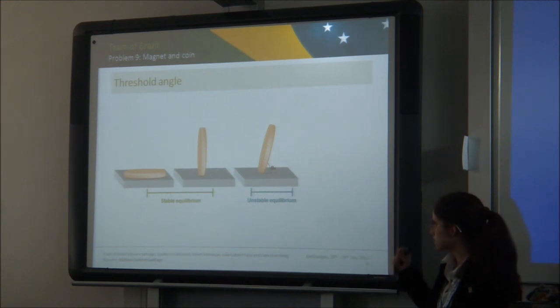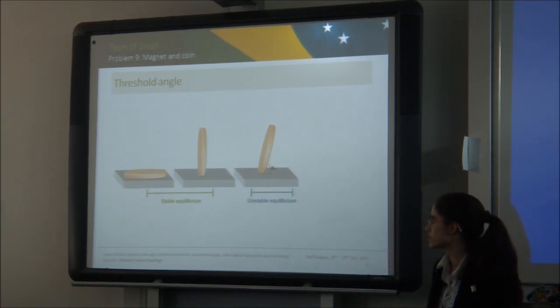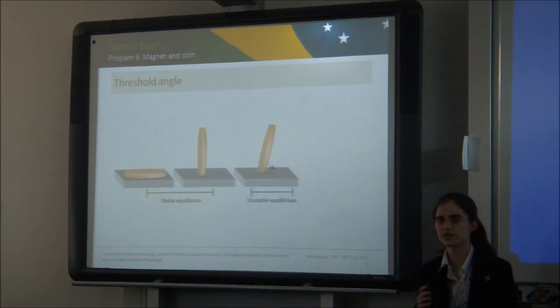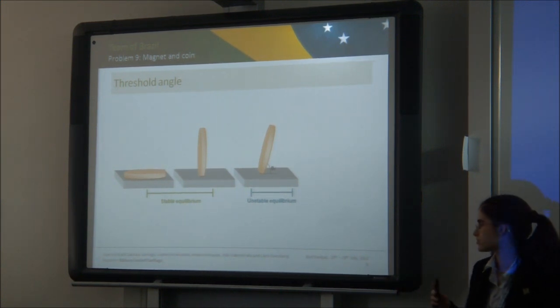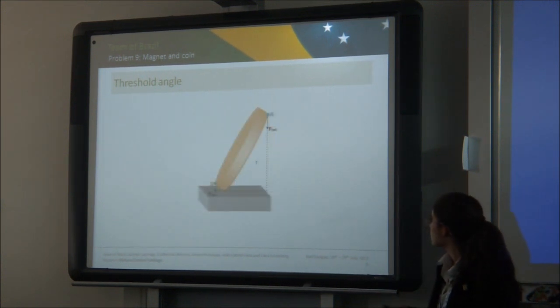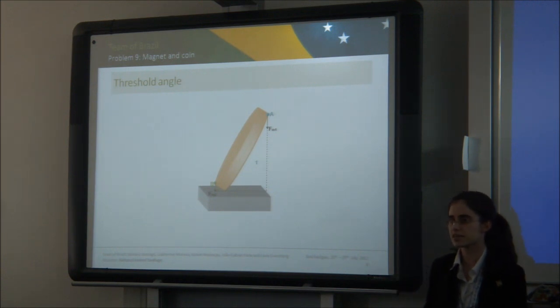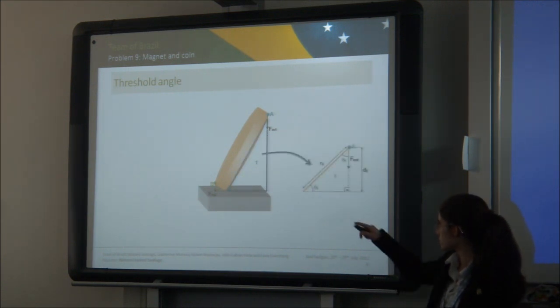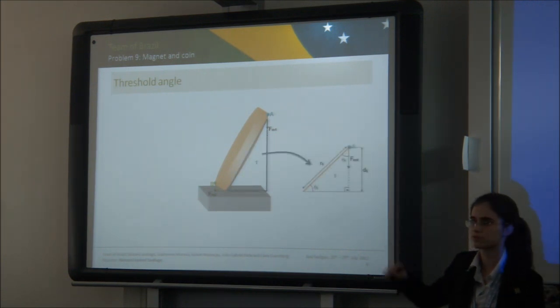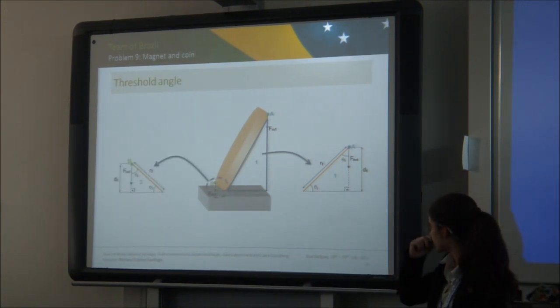So we have two conditions for the stable equilibrium and one condition for the unstable equilibrium of the coin, in which the threshold angle for the coin to fall or revert to its vertical position is defined. Then we have the configuration of the system in the unstable equilibrium. So we have this first angle, as I maximize to make sure everybody is going to see this, and then the other triangle.